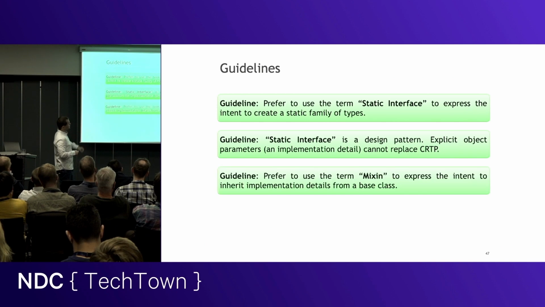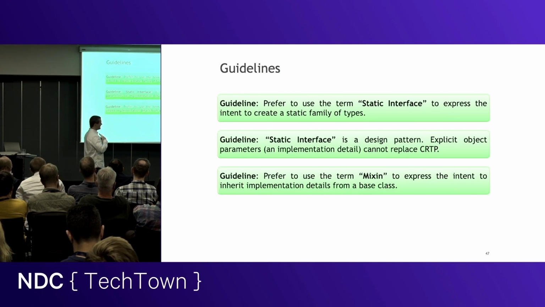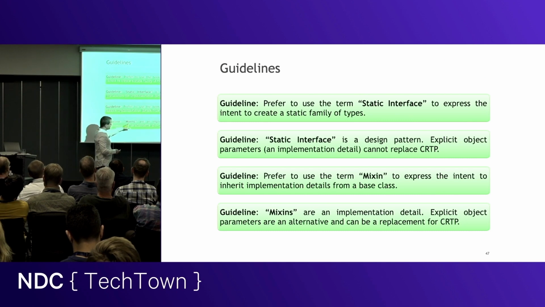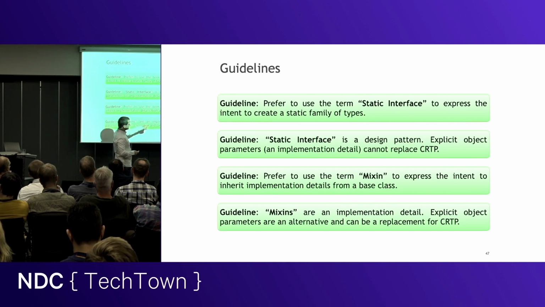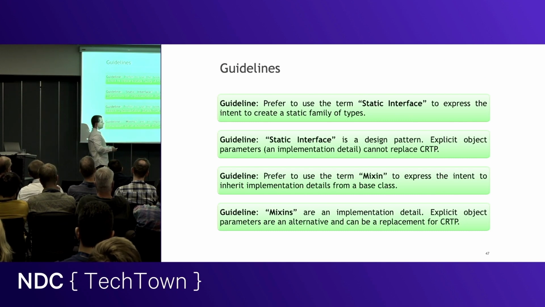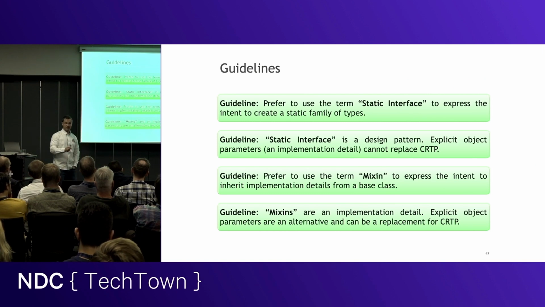And prefer to use the term mixin to express the intent to inherit implementation details from a base class. Now, so it's not about the base, it's about adding this functionality to another class. This mixin, that is an implementation detail. And that can very well be replaced by explicit object parameters. They are a pretty elegant, pretty good alternative to the good old CRTP.